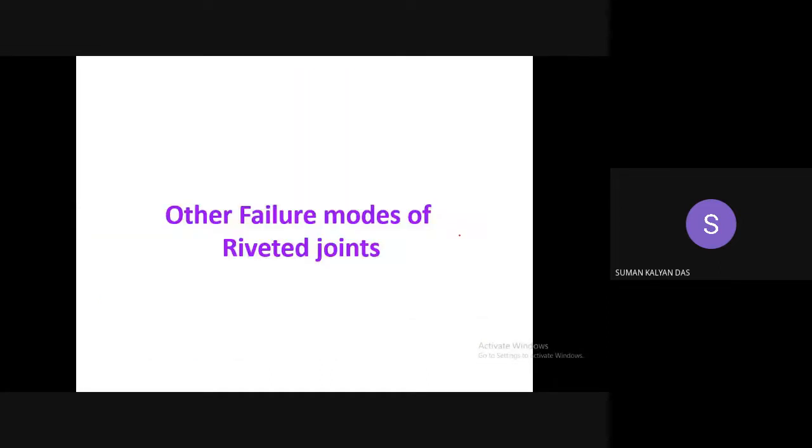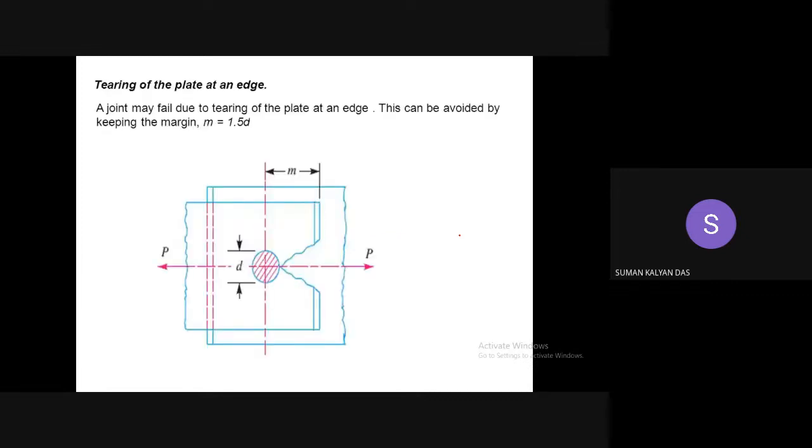So till now we talked about the primary modes of failure of the riveted joint, but apart from that, the riveted joint may fail in some other modes. So this is one way the riveted joint can fail. This is the tearing of the plate at an edge. It may so happen that the plate can develop a crack like this, and the crack can extend and finally touch the rivet hole. If this touches, the rivet will escape through this and the joint will fail.